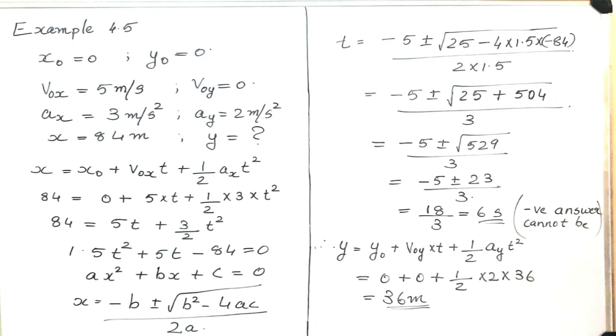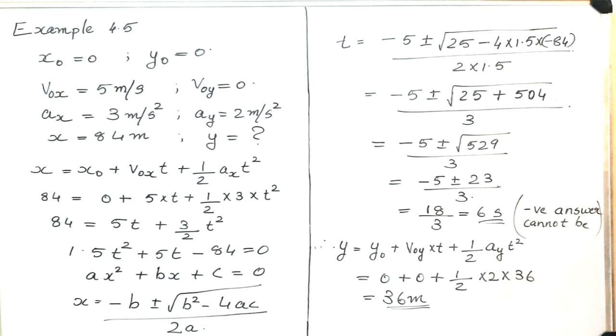Okay, so here in the place of x, what do you have? T. Okay, so t is equal to, just substitute in that equation. So t is equal to minus 5 plus or minus root of 25 minus 4 into 1.5 into minus 84, whole divided by 2 into 1.5. Simplifying, we will get t. For a quadratic equation, there are actually two solutions. Here one answer will be positive and the other answer will be negative. Negative answer we need not take because time will never be negative. So only the positive answer we have to take here.